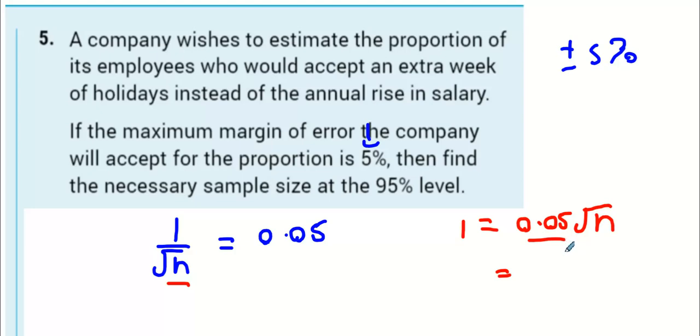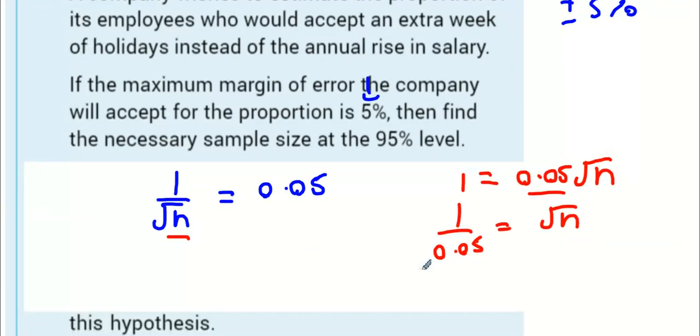0.05 is multiplication on the right. What happens to it when it moves to the left? It turns into division. Okay? Put 1 divided by 0.05 in your calculator, what will you get? Pretty sure it's 20.